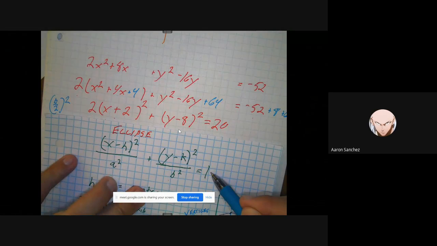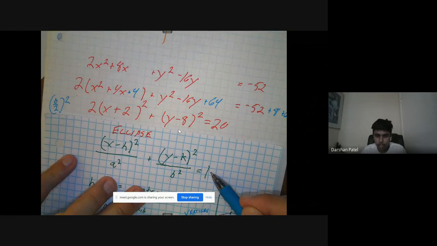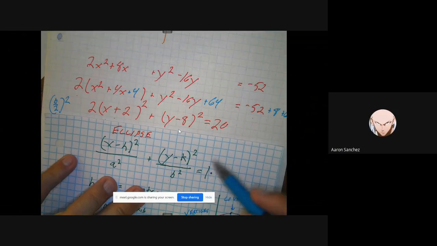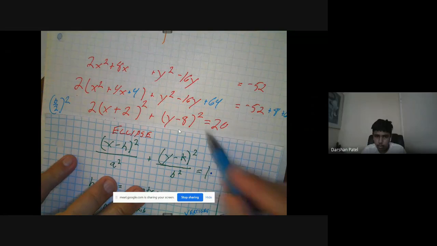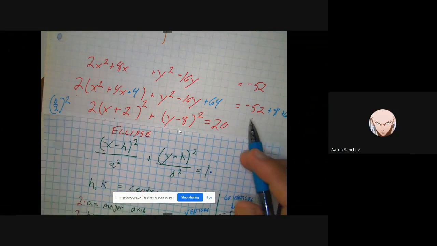On the ellipse. It's very important that you understand this. Should be equal. No, look. What am I pointing to here? The 1. Yes. What should this 20 be? 1. Yes. Very good. It should be 1.